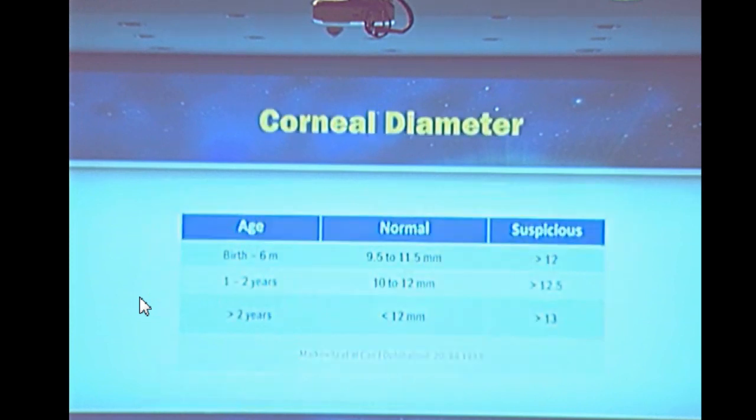Again, for normal corneal diameter, we need to remember the normal values regarding the child's age. For example, from birth to 6 months it is between 9 and 11 or so, and above 2 years it reaches less than 12. So any horizontal corneal diameter above 12, you need to be suspicious of the disease, in addition to other signs.